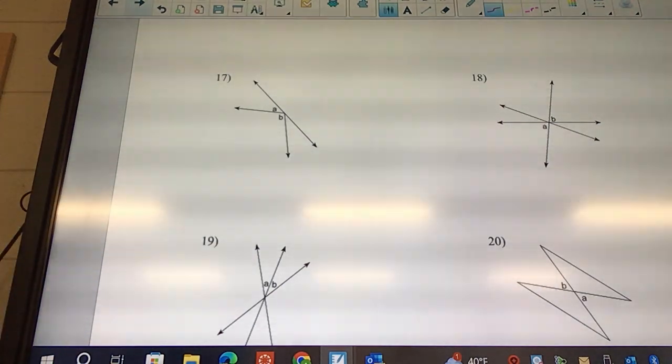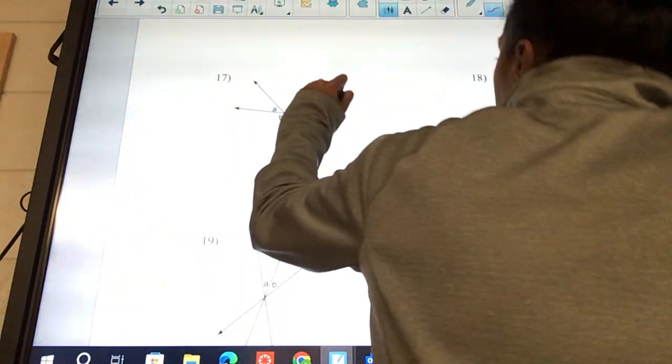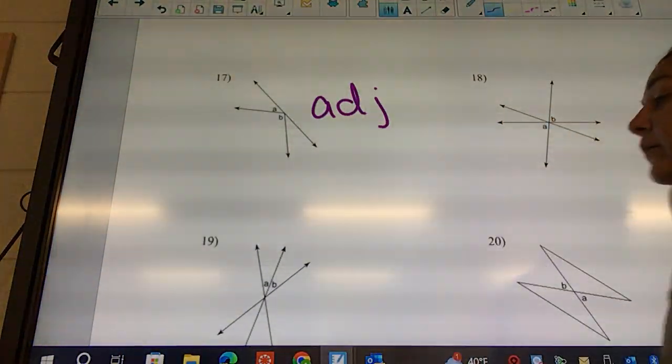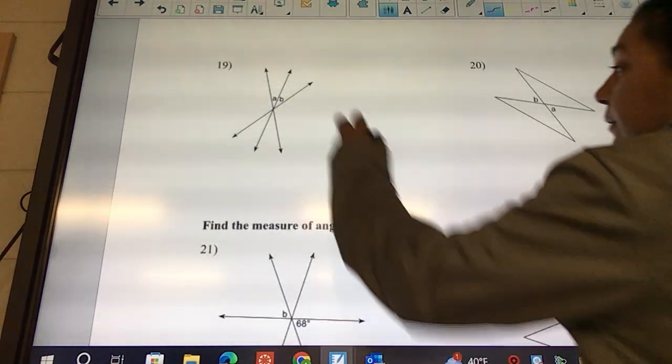Okay, 17. Are they right next to each other, across from each other, add up to be 180, 90, something? They're going to be adjacent. Okay, 19. They are adjacent.